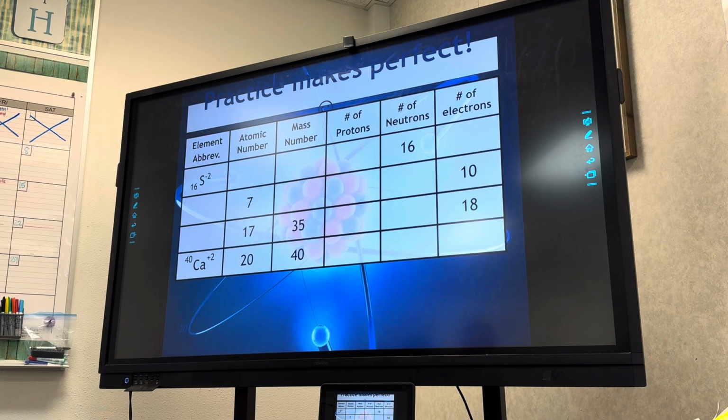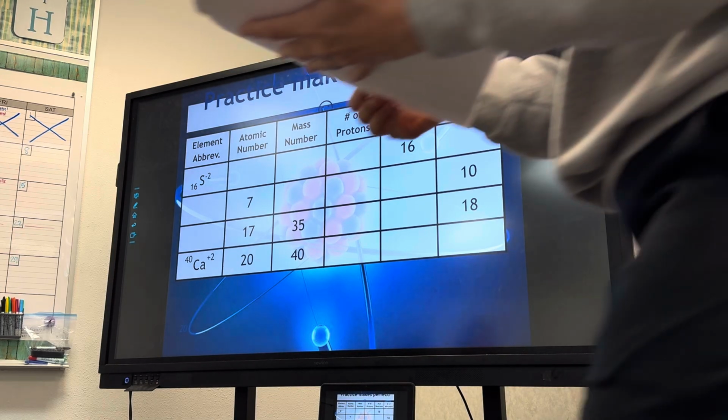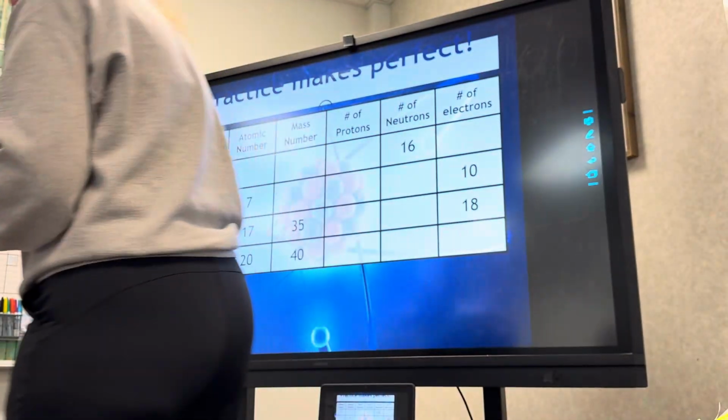So y'all are doing this independently. If you need a calculator, if you need a periodic chart, come up and get one. You're not doing this with a partner. If you have questions, you can ask me, or if you're struggling, you can listen to me do it up here with the kiddos who are out. Perfect.